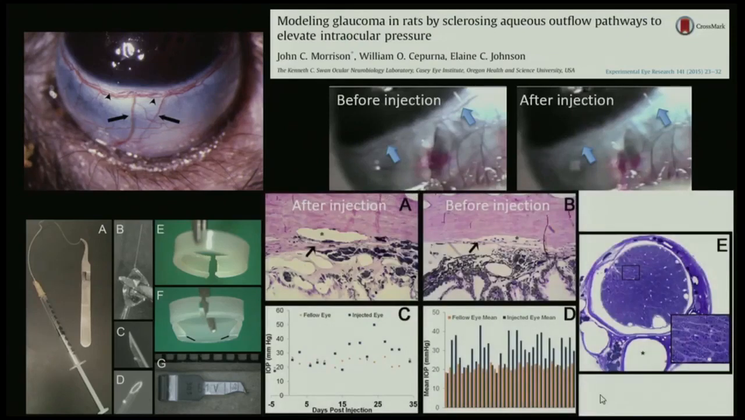They were able to show that they can sclerose the episcleral veins. And again, they got really good IOP elevation in some animals, not so much in others. So there was some variability in the response. And again, you can imagine it depends on the anatomy of the animal, how well you cannulated the episcleral vein, et cetera. So it's a little bit more variable than, for example, the CEI or controlled elevation of IOP model.